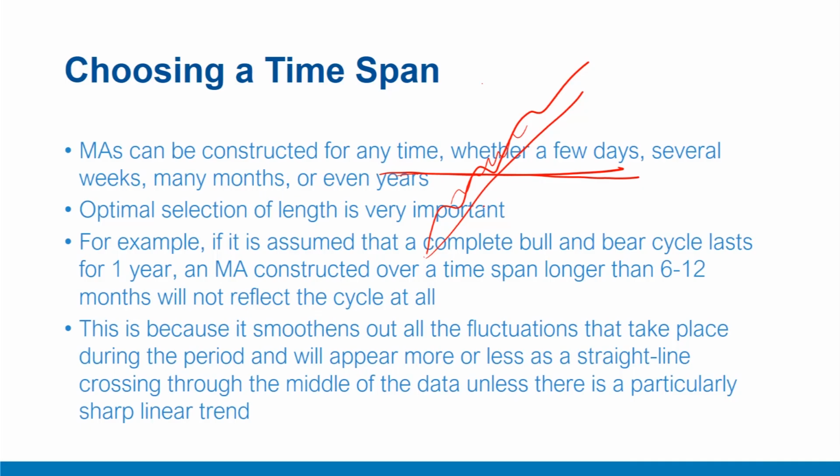And therefore the straight line will cross through almost the middle of the data, and unless there is some kind of very sharp linear trend, it will broadly represent a straight line. So for example, over the period, if this kind of move happens, it will represent a straight line, so no signal generation would be possible.